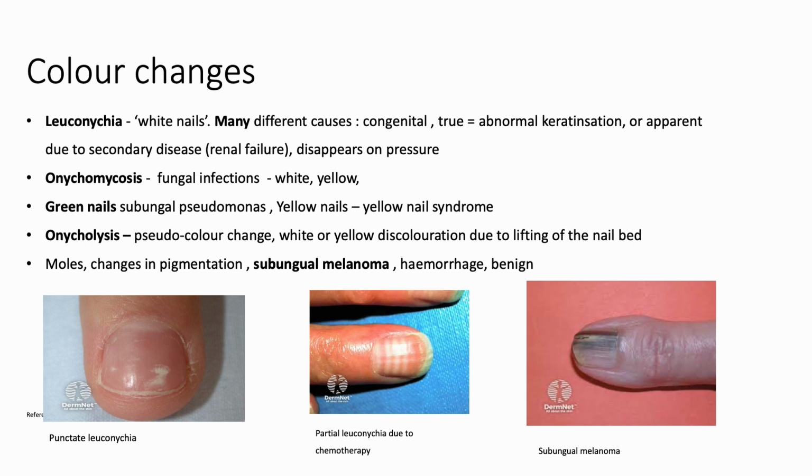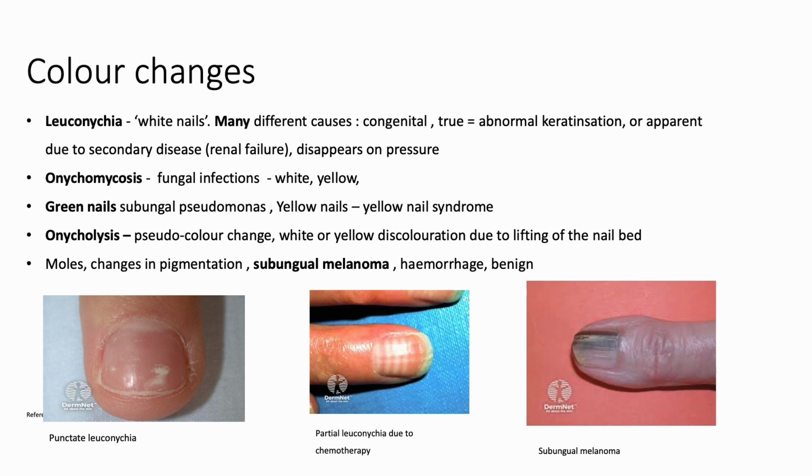Another nail change, which isn't actually a colour change, but does add a yellowish tinge to the nail, is onychomycosis. This describes fungal infections of the nail, which adds a yellowish tinge, and this can be very obvious or indeed very subtle. This may require further investigation with nail clippings to aid in our diagnosis.